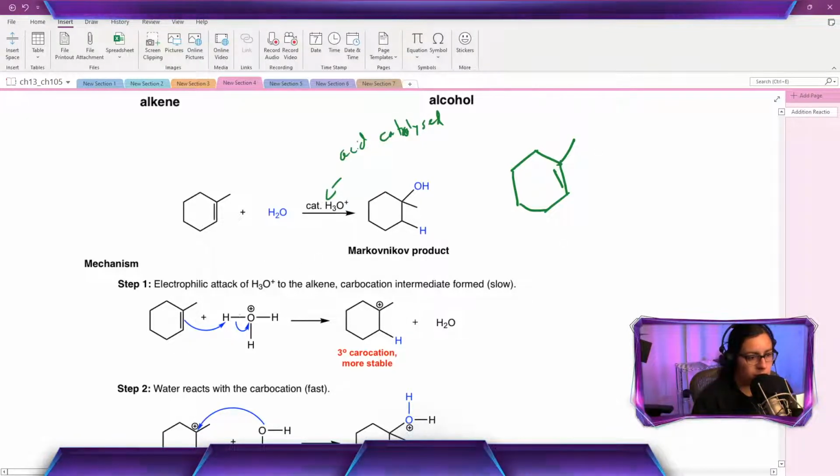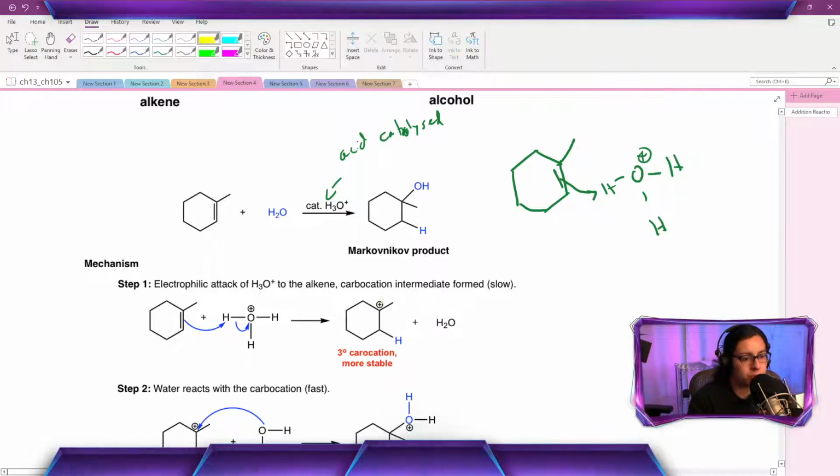So what we see here, we're starting with our hydronium, positively charged water. And now this is primed to undergo attack. So we have electrophilic attack. These electrons want this positive hydrogen, so they're going to attack it here. And when we make this intermediate, again, we're going to form the more stable carbocation. So this is what dictates what happens next.